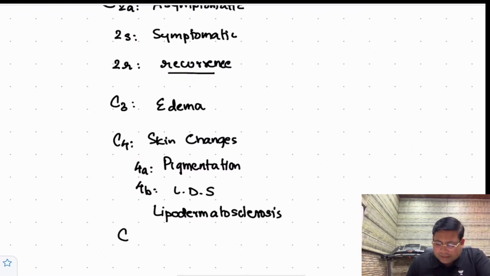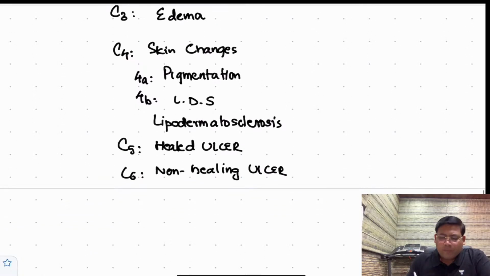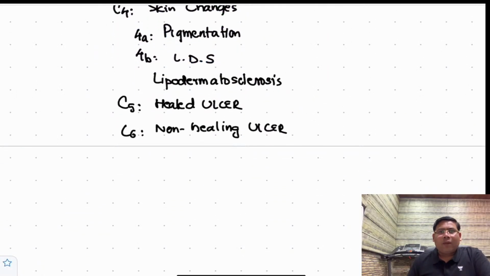Lipodermatosclerosis. Then C5 stands for healed venous ulcers, so healed ulcer. And C6 stands for non-healed ulcer, non-healing ulcers. So first of all, students, not only C is important, even A is important, E is important, P is important.